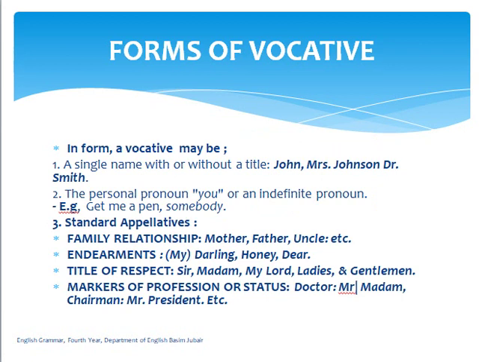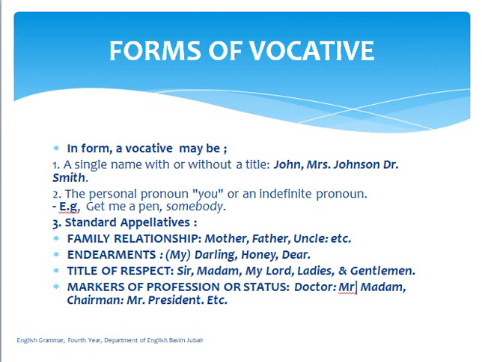Now, what are the forms of the vocative? Of course, there are five forms. Number one: a single name with or without a title. The vocative can refer to a single name with or without a title, for example, John, Mrs. Johnson, Dr. Smith, Mr. Ali, Mr. Ahmed, Mrs. Layla, and so on. Or only Ahmed, Ali, Layla, John, Johnson, without these titles. This is the first form.